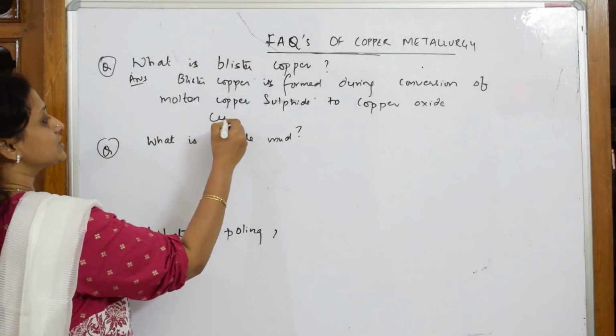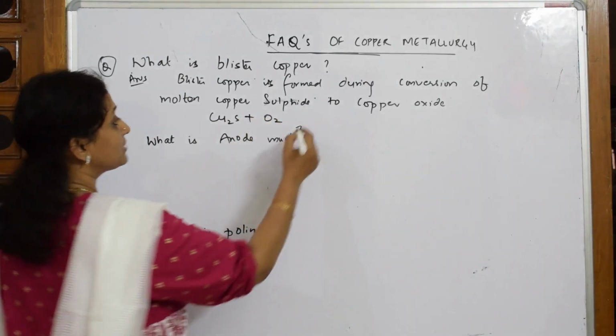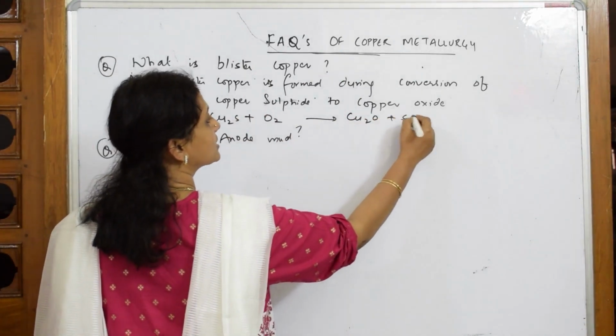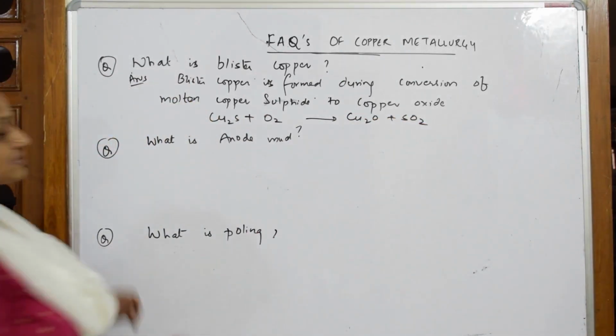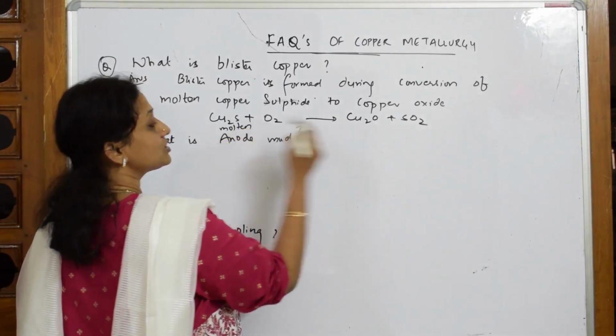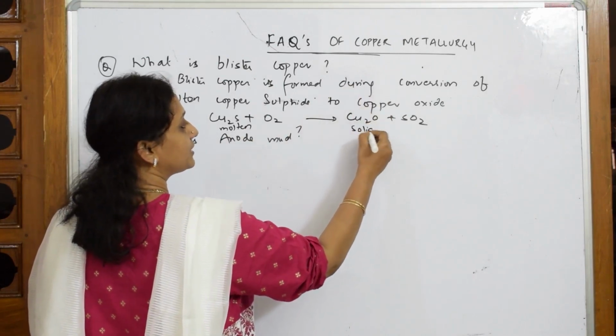Copper sulfide Cu2S, when it combines with oxygen, yes, in the Bessemer converter, this is going to form copper oxide plus sulfur dioxide, is what you've studied. So this copper oxide plus sulfur dioxide, what did we say? This is your molten form. This is your solidification part. We are trying to solidify it.